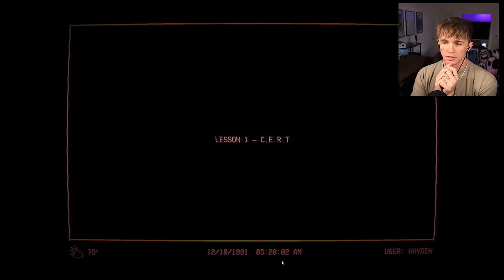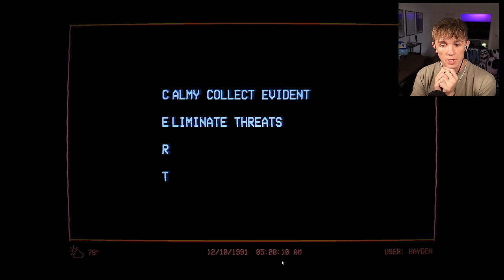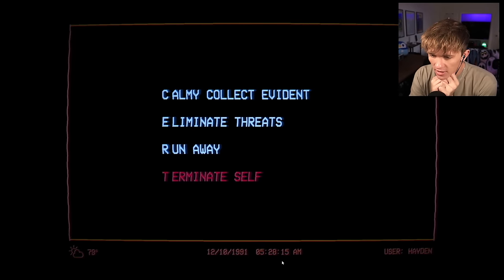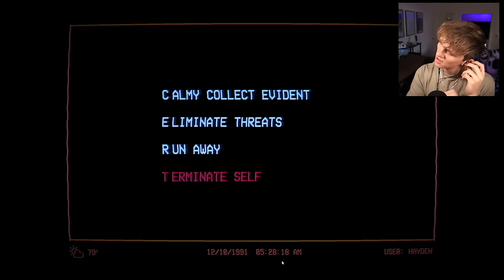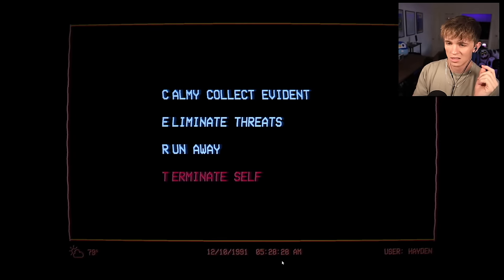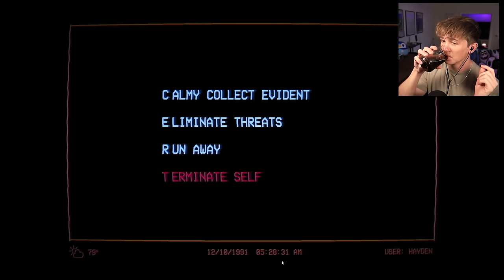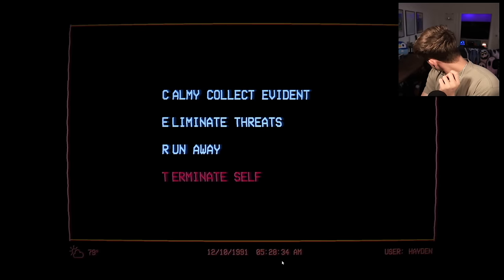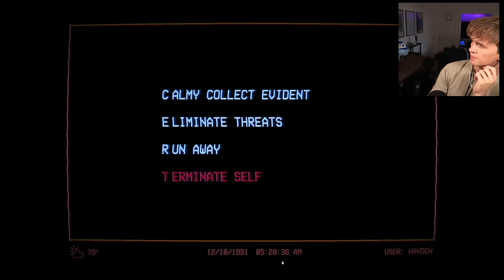Lesson 1. CERT. What does that stand for? CERT stands for calmly collect evidence, eliminate threats, run away, and terminate self. Terminate self? Given an interaction with an entity, these are the order of actions an agent will take during escalation. First, of course, is data collection, as research remains the top priority of ERD. Second, eliminate the threat, unless such entity is on the preservation list. A dead entity can be studied, a dead agent cannot. If fighting back is futile, agents should run. If running is futile, agents should terminate themselves.